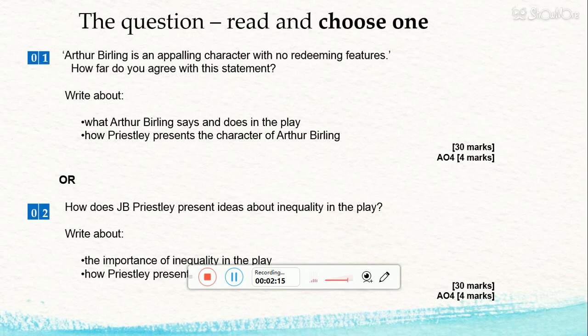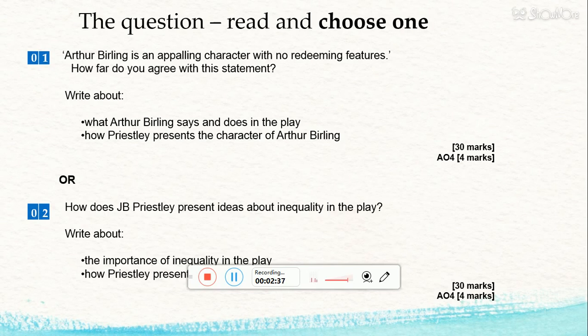You can now turn over and have a look at the question. Now for An Inspector Calls, you do not have an excerpt from the text to start with, so you have 2 questions to choose from. Now this is really important, don't forget you must choose one, do not attempt to answer both of them. Now for the purposes of this mock, we are going to focus on Question 1.